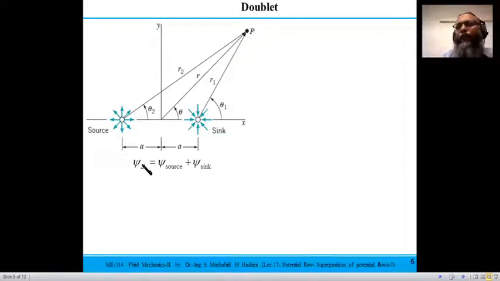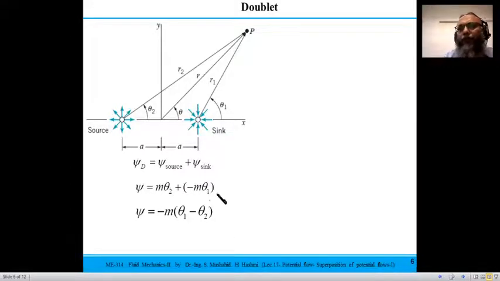The stream function for the doublet would be just the superposition of the stream functions for source and sink. If you recall the previous lecture, we have already worked out that m theta is the stream function for source or sink. If it is a source, then m is positive, otherwise if it is a sink, then m would be negative. So the stream function for the doublet is just adding the stream functions for the source and the sink. Here m is common, so my stream function would be minus m times theta 1 minus theta 2. I have deliberately taken m common, so minus m with theta 2 would be minus m.